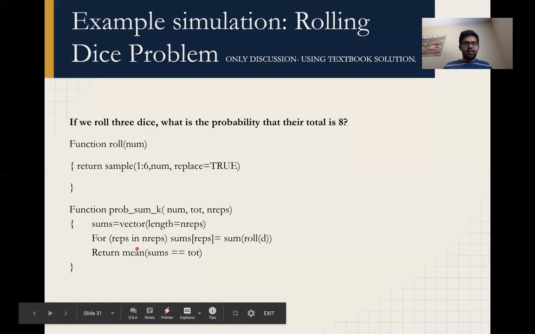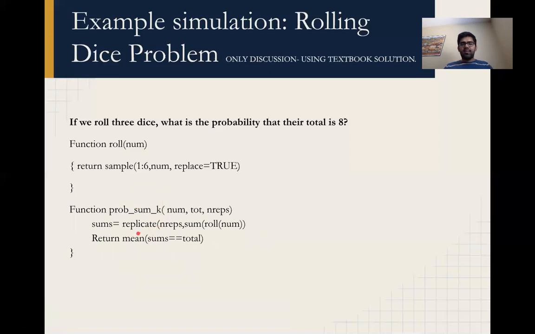So that is that. It's pretty similar to the earlier one. The second one is that they replicate n reps. So this is just efficient code writing. It's the same concept that they have a vector of size n reps, the number of repetitions. And for each element, they'll call the sum of roll, that is 3 times the value that they keep on getting. And that's what they do.